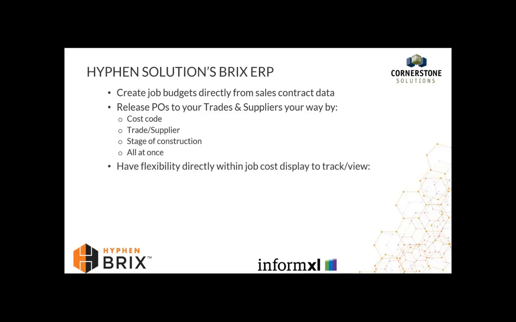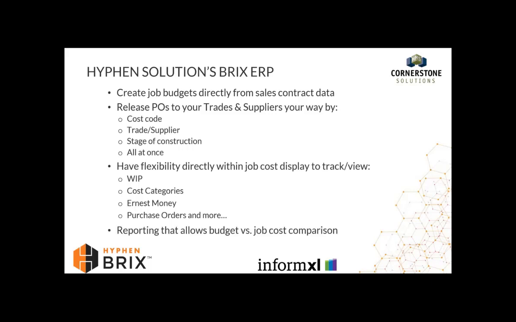orders. And then you have the flexibility directly within the job cost display area of tracking and viewing a number of different features. So we can look at our WIP, our cost categories, earnest money, purchase orders, and much more, all right from that section. And then I'll finish off my portion of today's presentation by taking a look at a report that'll show us budget versus job costs as a comparison side. And then when I'm finished doing that, I'll turn it over to Demery.